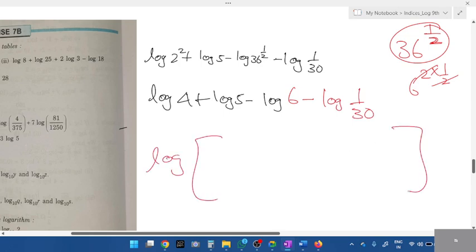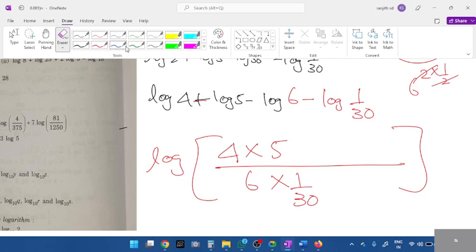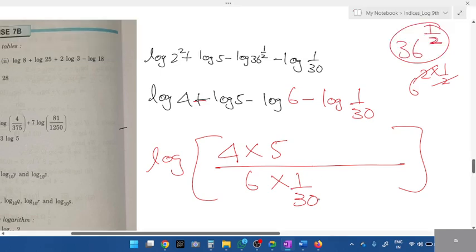So what do you do, students? Take 4 first. 4 plus 5. When minus is given, 6. Where should I put minus 1 by 30? Denominator? Yes, 1 by 30. See, it becomes like this. Don't write 1 by 30 here, students. This is wrong. That's the reason I've given you 2 basic questions. If you're not able to solve this, we can't solve the further questions. Next. This 30, you can write it in the numerator. It goes to the numerator.